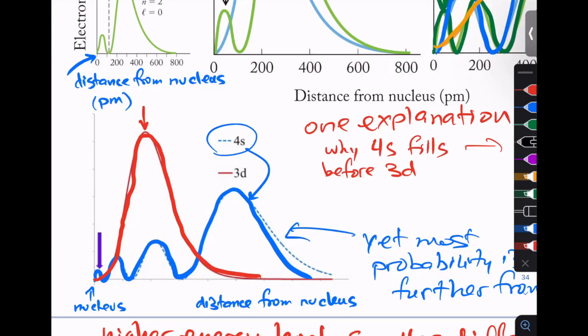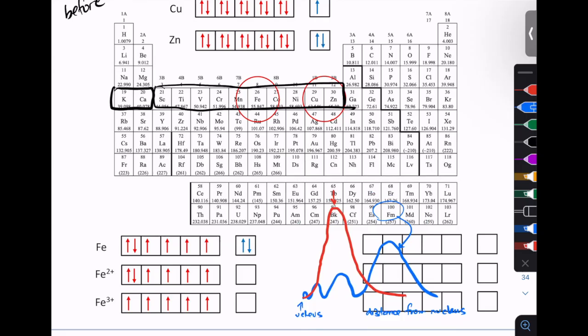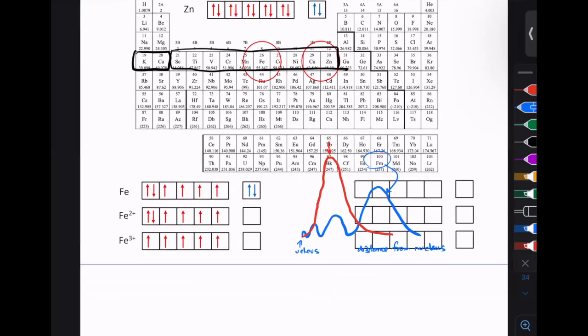Now I'm going to copy this distribution over because this also explains the next oddity that we see here. So you can't do this easily, I know. So take yourselves a moment to retrace that, or you can just write these on the sides of the notes where I had this written before. So these are the 4s electrons, and in red we have the 3d electrons. All right, so we remember the explanation why 4s fills first.